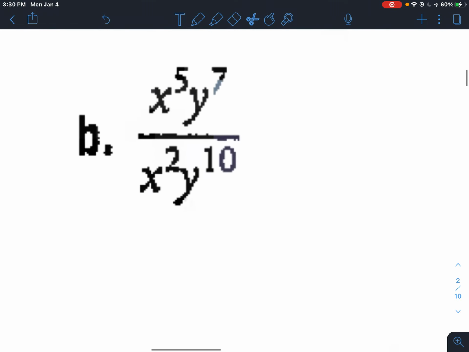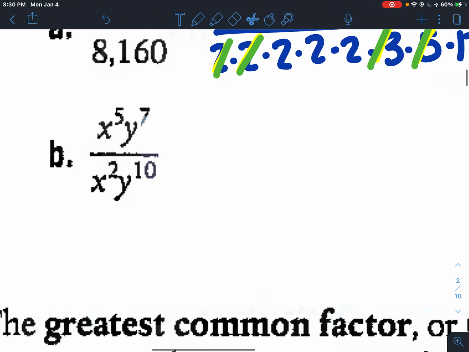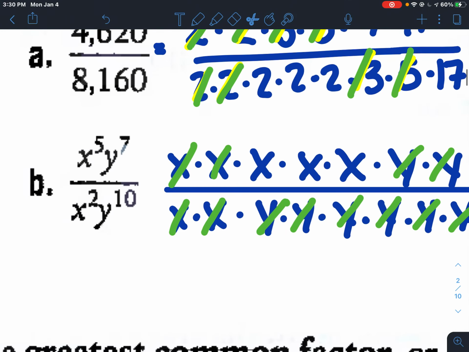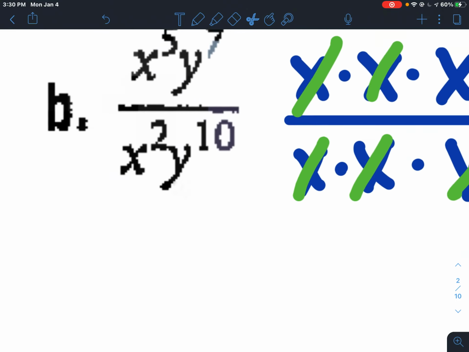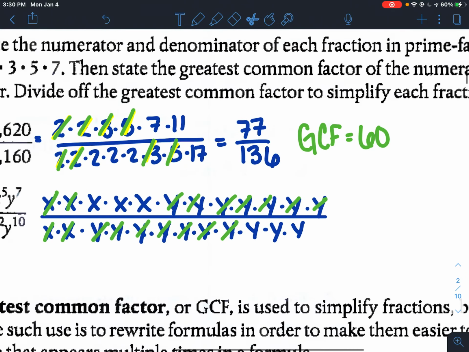fraction. Okay, same thing for part B, except we're not dealing with numbers, we're dealing with exponents. So it's x to the 5th, y to the 7th, divided by x squared, y to the 10th. So I'm going to list out 5 x's, 7 y's, 2 x's, 10 y's. Then I'm going to cross out the things that they have in common. There's 2 x's on the top, 2 x's on the bottom. Those cancel out. And then I can cancel out all 7 y's on the top with 7 y's on the bottom. And I will be left with x cubed, y cubed.